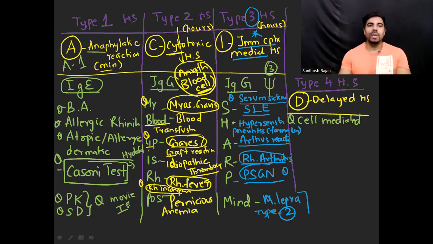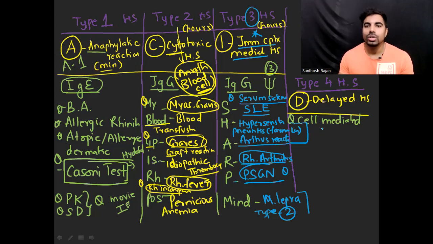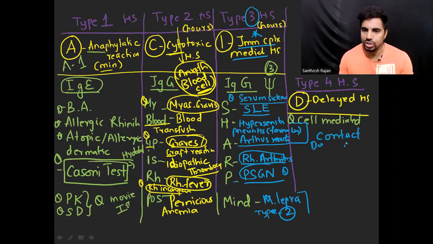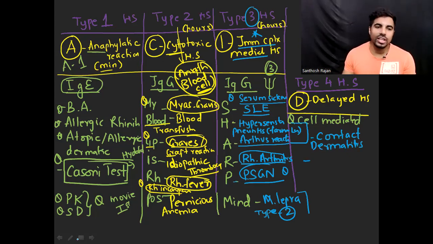Got it? Now type 4 is delayed hypersensitivity. That means anything related to the cell mediated reaction. The most common one is contact dermatitis. The question is asked many times. Contact dermatitis is one question they will surely ask you. With that, frequently asked are the tests.